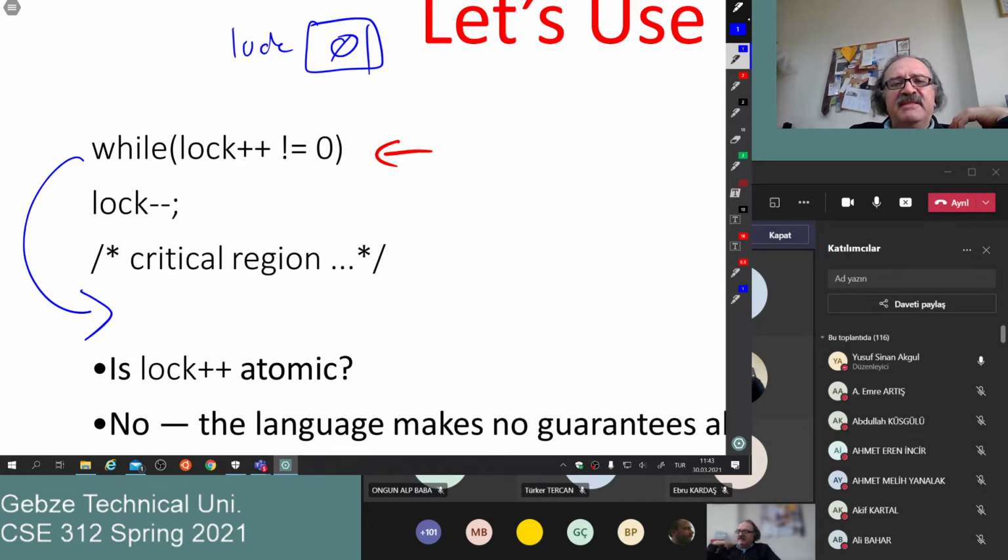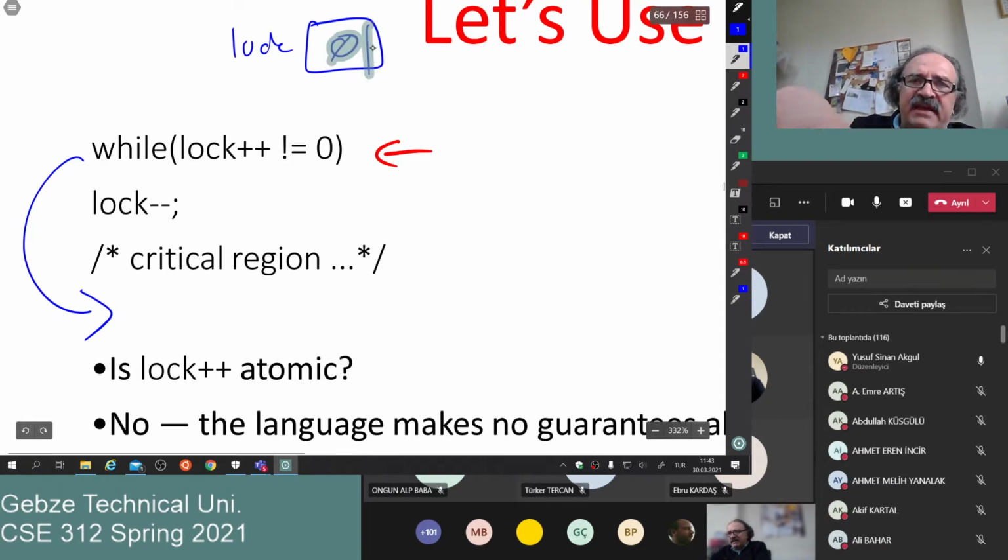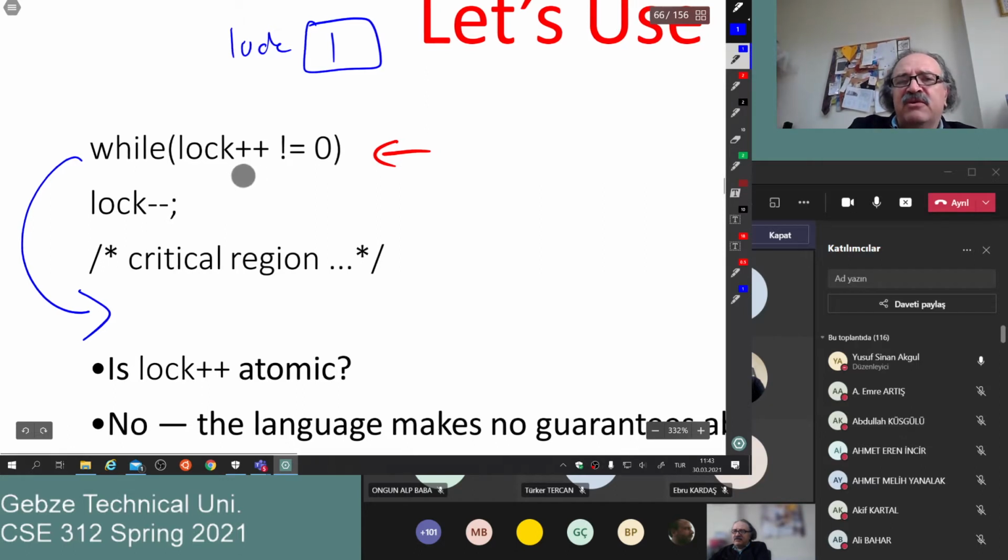So that means that I both checked if the lock is 0, and as soon as I checked lock is 0, I increment it. So I am in the critical region. So I am doing this at the same time. If lock is not 0 when I enter this loop, let's say lock is 1, this while loop will keep running because lock is not 0, but I will make it 2 because I incremented it.